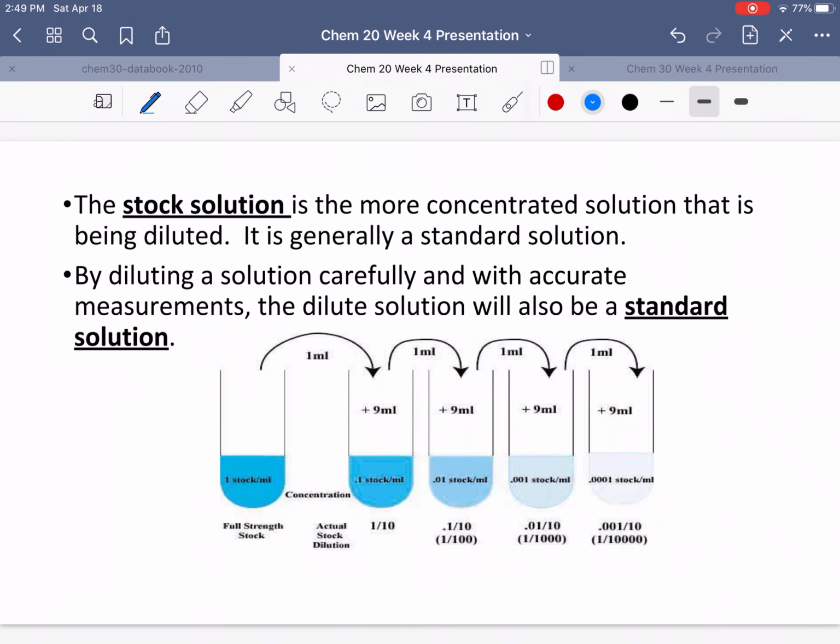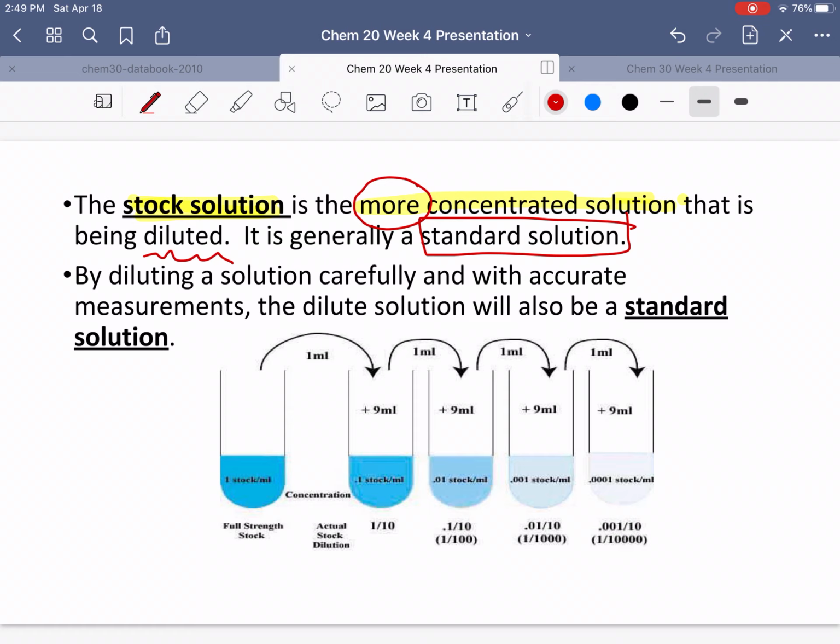Another type of definition first though: stock solution. This is a new one. It's really important that you know it because it's going to be referred to quite a bit in questions. Ultimately, it's just whatever solution is the most concentrated. It's the solution, from a dilution perspective, that we start with, so the one that is being diluted. When I say it's generally a standard solution, I mean that you know the concentration. That's the definition of a standard solution.